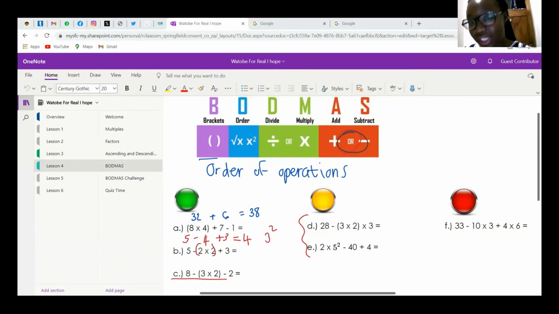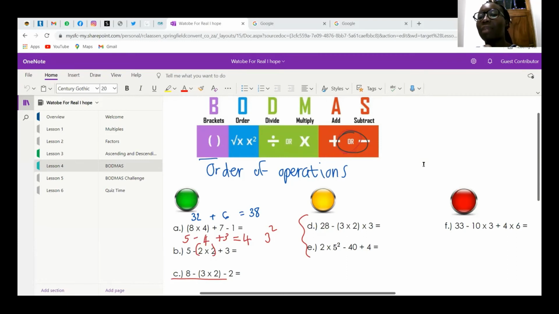But BODMAS actually says we can start with plus or minus. It doesn't matter. So we can do either one first. The easiest way for me is just to work from the left straight through to the right. Are you with me there? Yes. Okay, so you can do it either way.